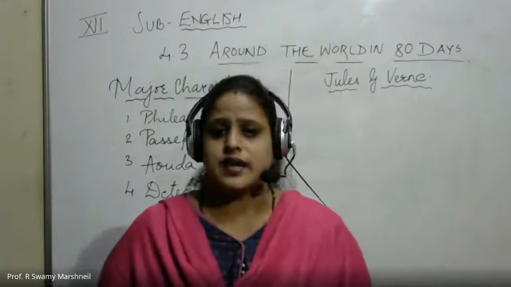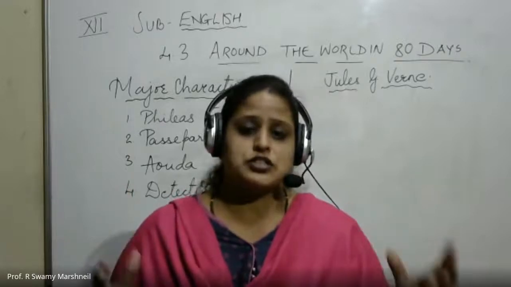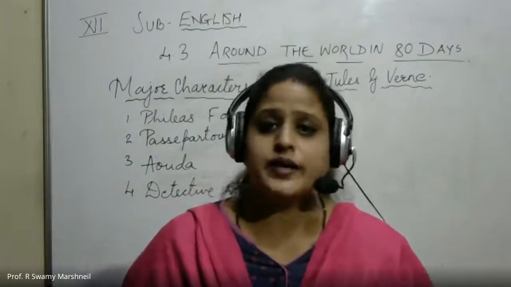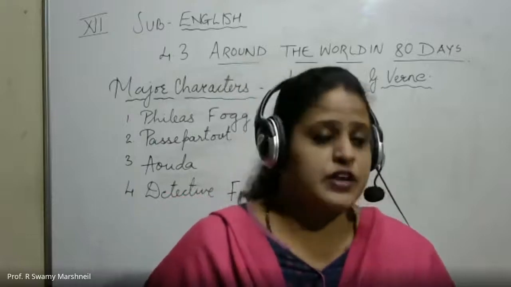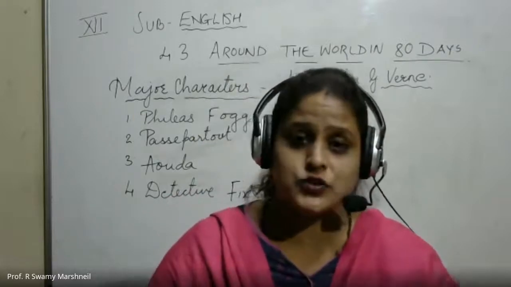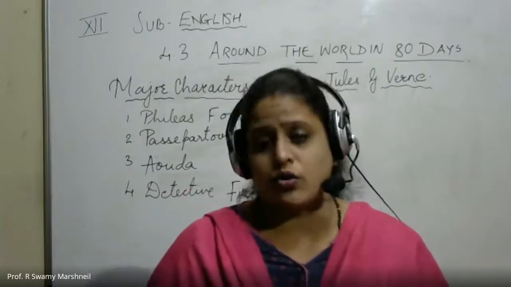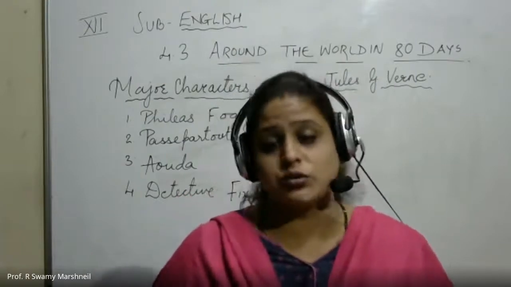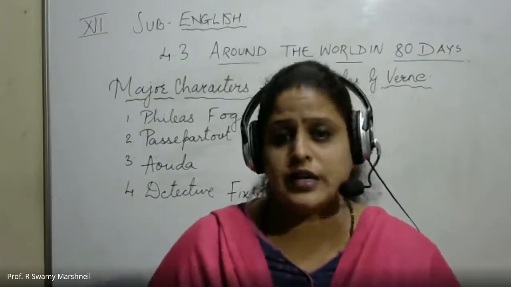So they start a bet, or they challenge Phileas Fogg that if it is possible for him to go around the world, they will give him 20,000 pounds. The wager is of 20,000 pounds. If Phileas Fogg is not able to go around the world in 80 days, then Phileas Fogg has to give 20,000 to the members of the Reform Club who challenged him. And 20,000 pounds, my dear children, is a huge amount. That would sum up as half of the property of Phileas Fogg.